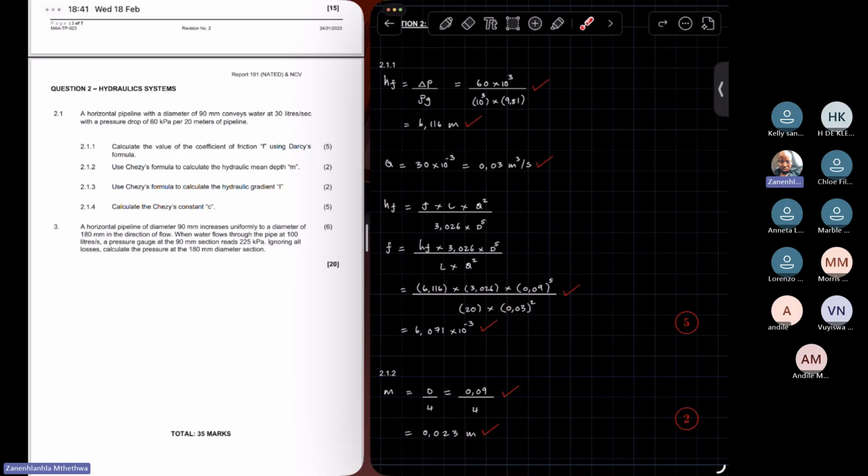Right. So in having to calculate the coefficient of friction, we know the equation where we can calculate the coefficient of friction is Darcy's formula. Okay, the other one is actually Chezy's formula. So the only formula to use to calculate the coefficient of friction, that is Darcy's formula, is this one here.